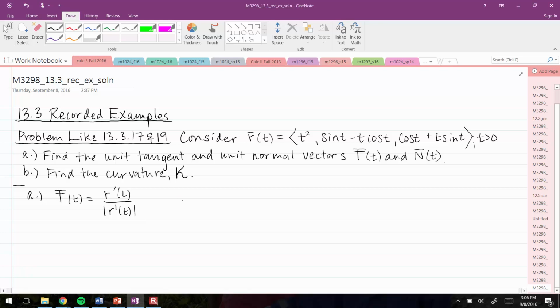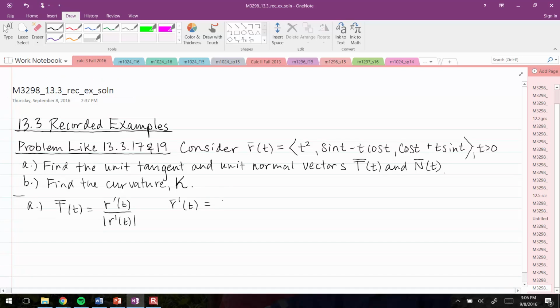So we have our r prime of t, which is pretty easy. To take a derivative of the vector r, you just do it component by component. It is a derivative with respect to t, so we just take a regular derivative as we're used to. So the derivative of t squared with respect to t is simply 2t. And so we'll go down the line here. For the next component, the derivative of sine t is cosine t, and then we get minus.